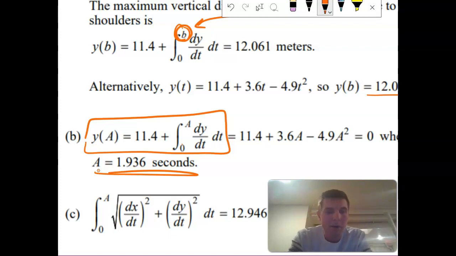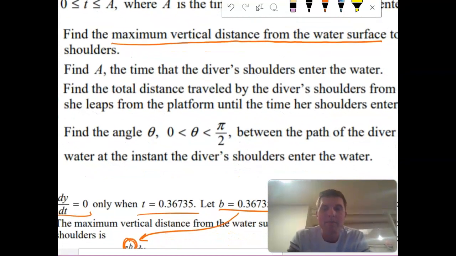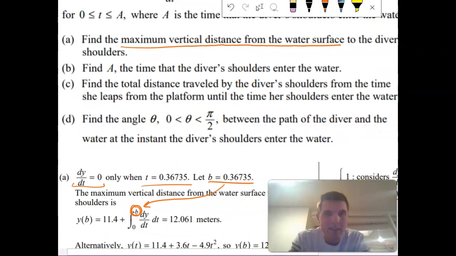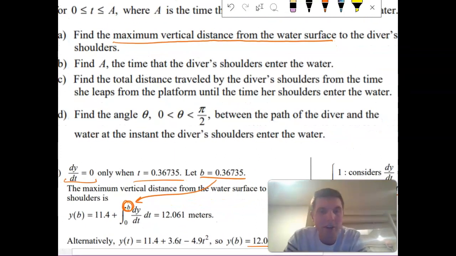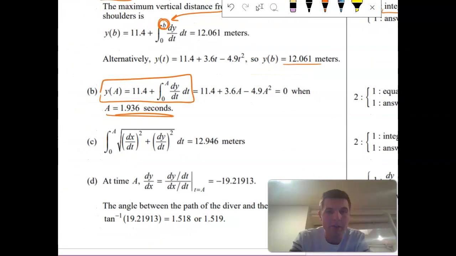But only 2 points for part B. Part C, find the total distance traveled. We know the total distance formula from the time her shoulders enter the water. That's what we just found, right? So we're using that same time from part B in our distance formula for part C.